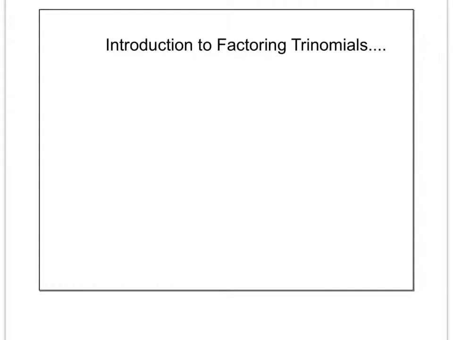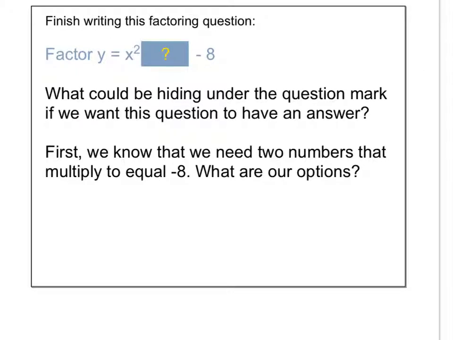Factoring trinomials. So we're going to go over a couple examples of how to factor trinomials, and I'll give you some tidbits, patterns to look for. Finish writing this factor equation. X squared, question mark, minus 8. So what could be hiding under the question mark if we want this question to have an answer?